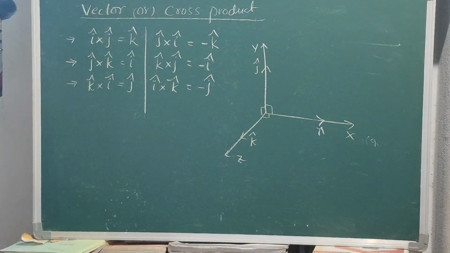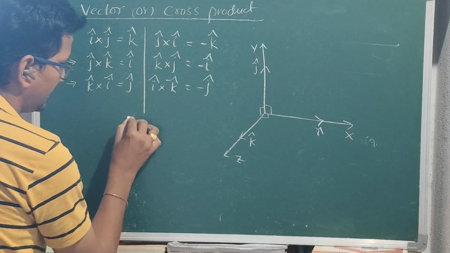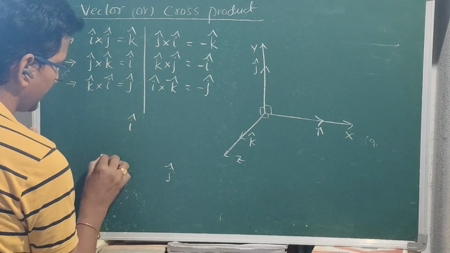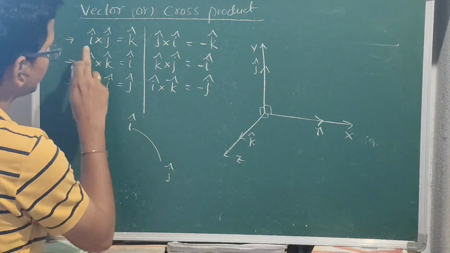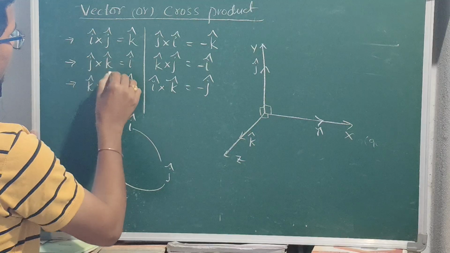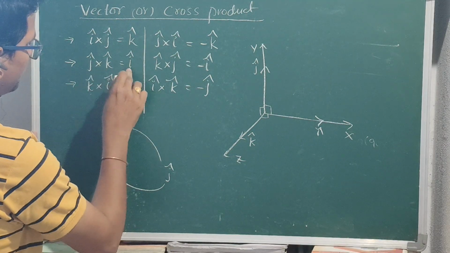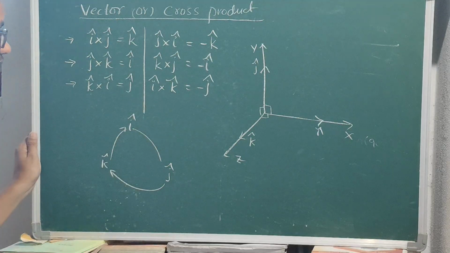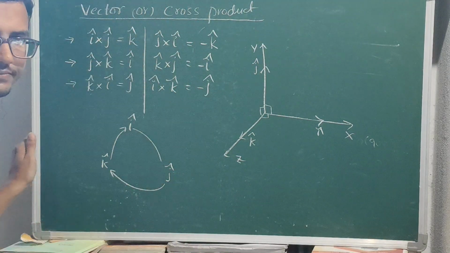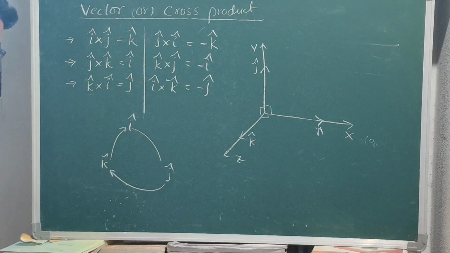That's very important. Okay, if you want to take in a circular way, i cap cross j cap gives k cap. j cap cross k cap gives i cap. That's a circular path. If you take in an anti-clockwise direction, you get the negative. This is very important for doing the sums.